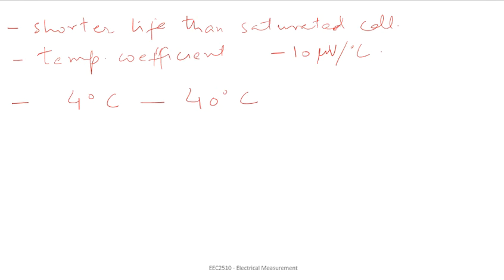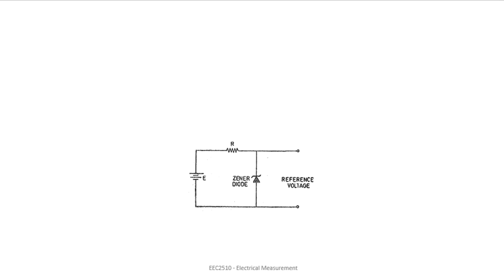The EMF of this cell lies between 1.0180 to 1.0194 volt. So we can say that each cell must be calibrated against the primary standard in order to know its exact EMF. So obviously, since this is the secondary standard, it must be calibrated against the primary standard. Now we come to the next type of the voltage standard, which is the laboratory standard.